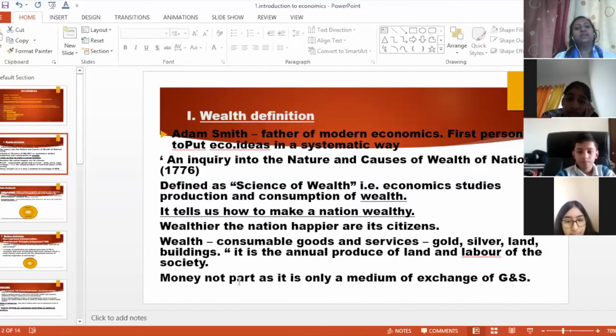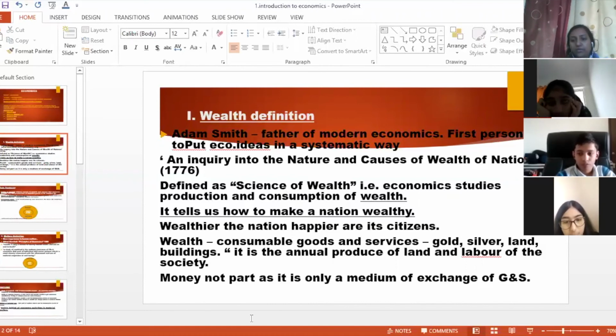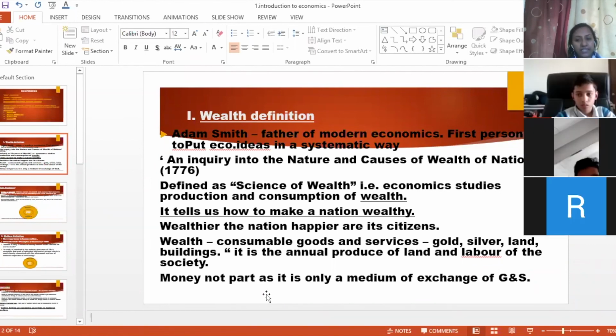Now, what is wealth? According to him, wealth is consumable goods and services. That is your gold, silver, money, land, buildings, everything. These are considered consumable goods and services. He did not consider the free gifts of nature, that is your sunshine, water, forest. All these are available to you as free gifts of nature, but he did not consider that as wealth. He considered only the material goods as wealth. Pay attention to this, because these are the small differences that you will have in all these definitions.